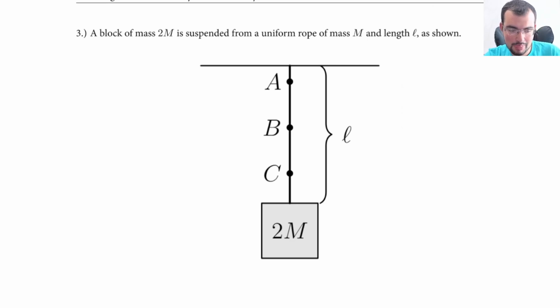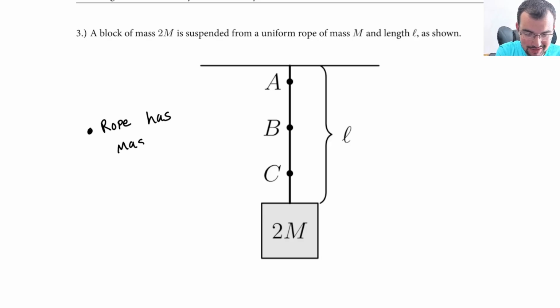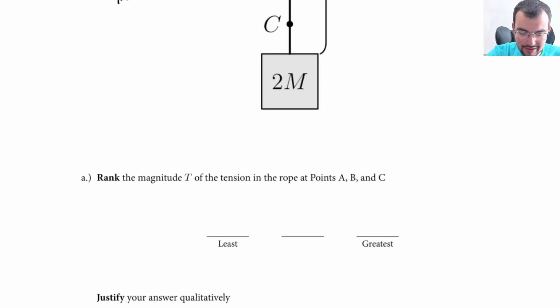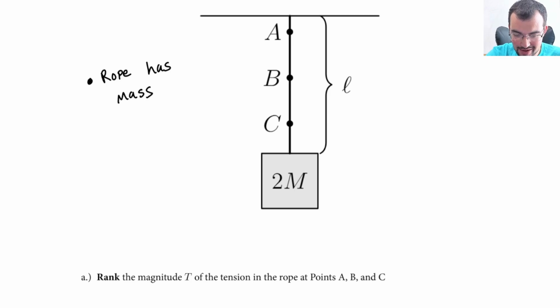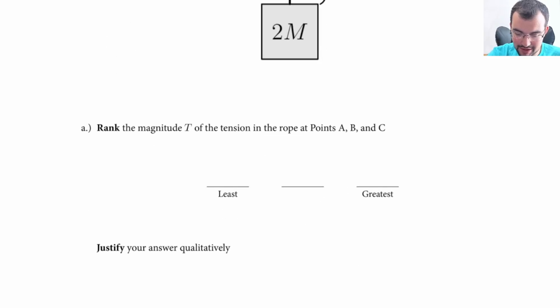All right, symbol math time. A block of mass 2m is suspended from a uniform rope of mass m and length L as shown. So this is a key here, that the rope has mass. That is usually not the case. So we have to tell you if the rope has mass, and it does in this case. We want to rank the tension in the rope at points A, B, and C. And there's not a whole lot we can do here, so it must be a pretty straightforward ranking.